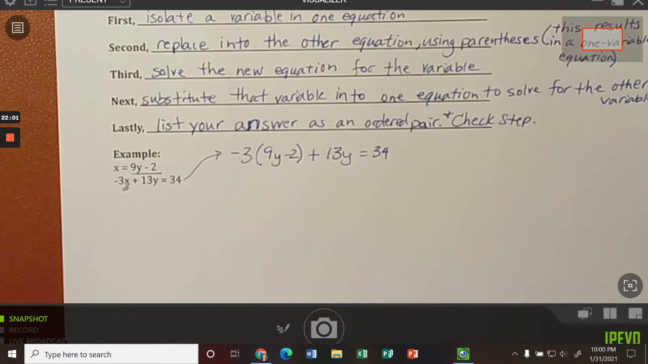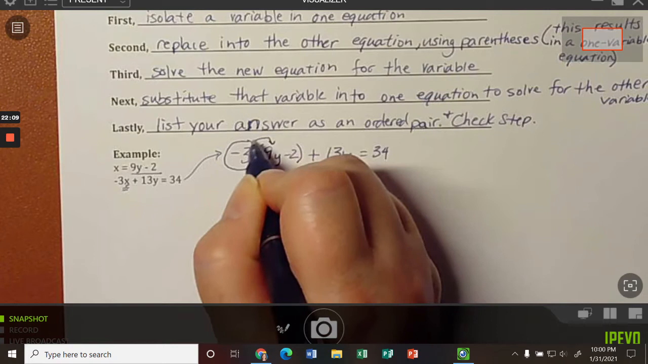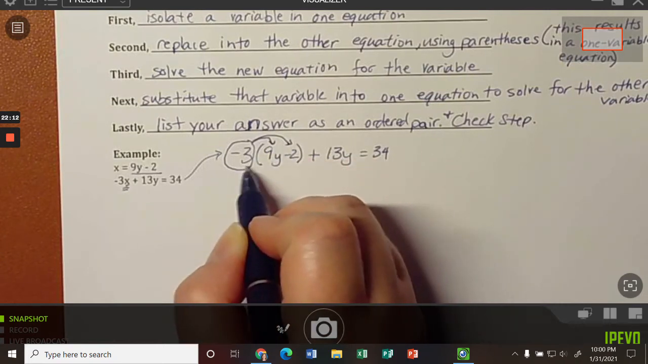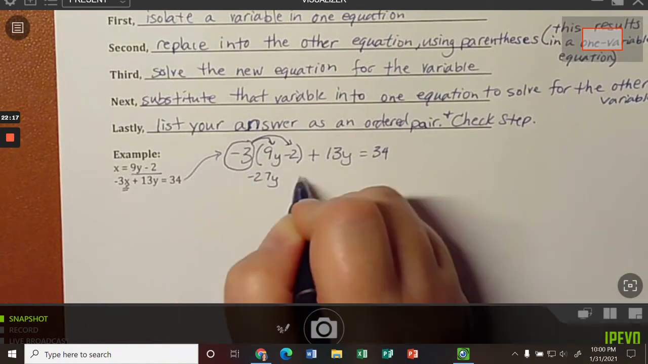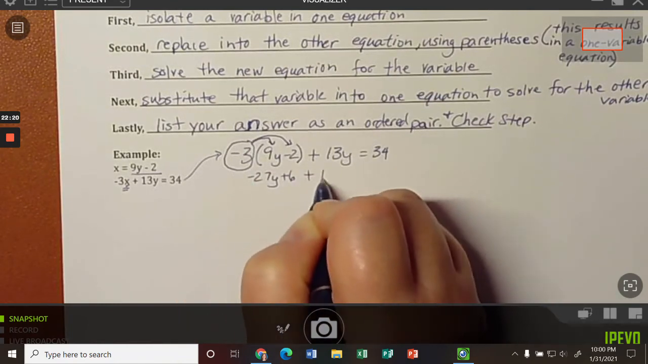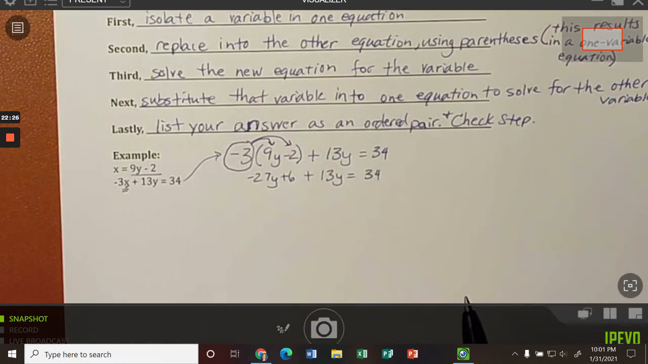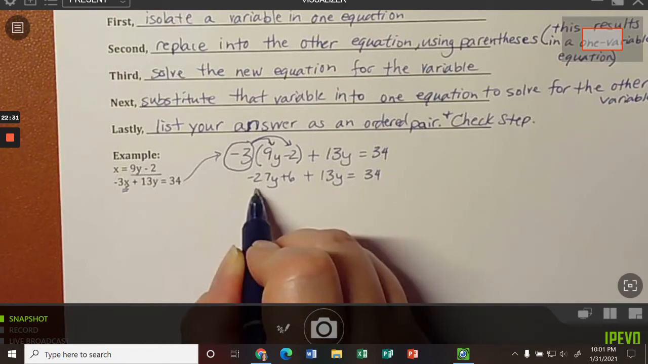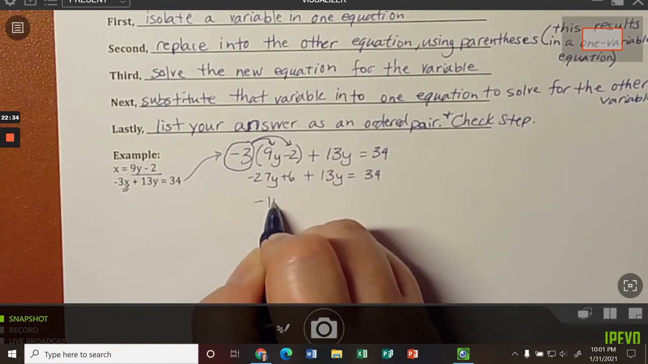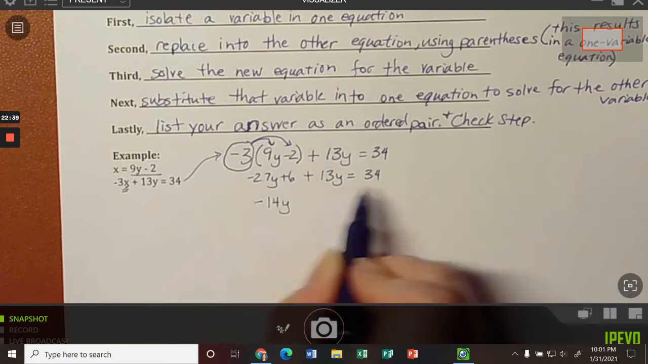So now I'm going to remember my order of operations, GEMS. I'm going to cancel out my grouping symbols by distributing this negative 3. Negative 3 times 9y is negative 27y. Negative 3 times negative 2 is plus 6. And then bring down the plus 13y equals 34. Okay, so then I want to combine like terms. I have negative 27y plus 13y. Negative 27 plus 13 is negative 14. So I have a negative 14y, and then I'm just going to bring down my plus 6 equals 34.